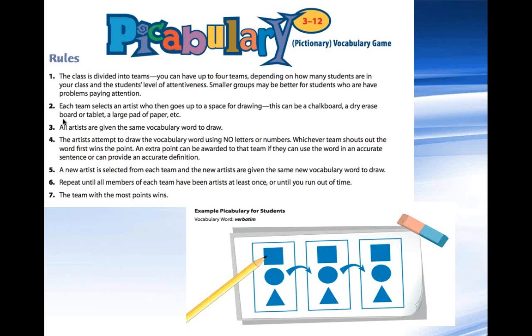Then they go back to their team, and essentially the artists try to draw the vocabulary word. They can't use numbers. They can't use letters. And then you could say that whichever team out of the 4 shouts out the word first wins, or if every team in under a minute gets the word, then they get a point. You can play it a lot of different ways. But the goal is that each time, for each round, a new artist is picked, so every kid has an opportunity to draw to the rest of his group.